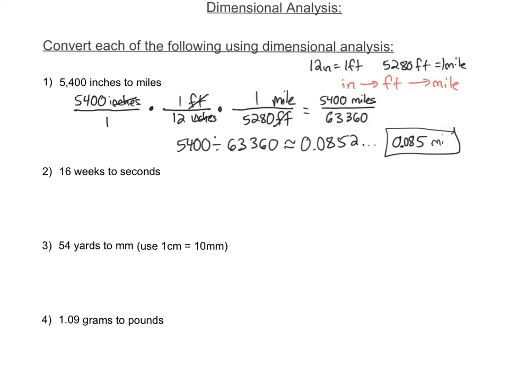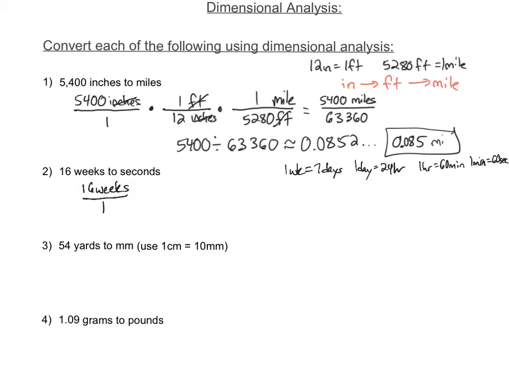Okay, so now to take a look at this one together, we always start the same way. We take what we're starting with, our units over 1. And then I want a bit of a path. So I know that 1 week is equal to 7 days. I'm trying to get to seconds. So I'm going to keep breaking that down. 1 day is equal to 24 hours. 1 hour is equal to 60 minutes. And 1 minute is equal to 60 seconds.